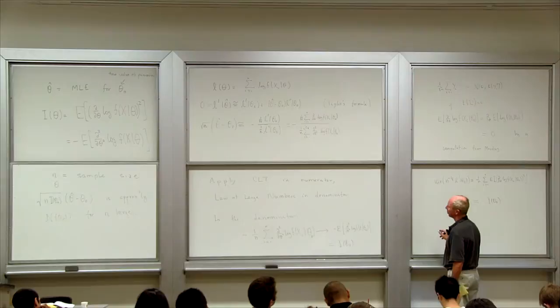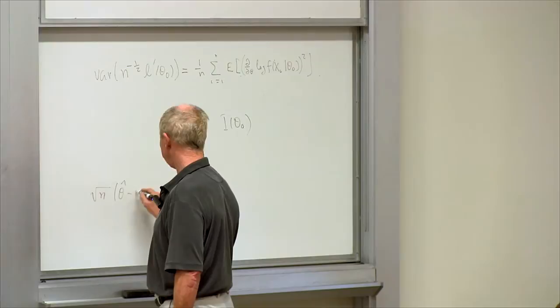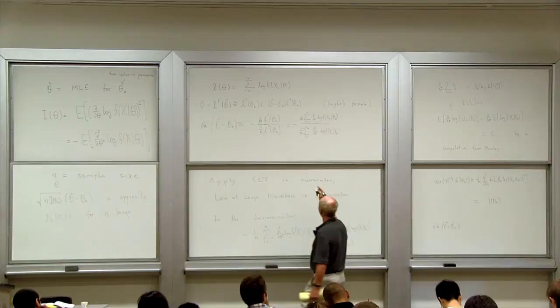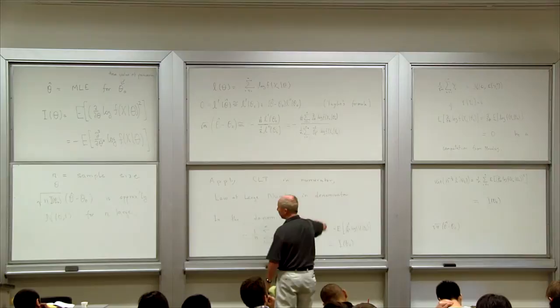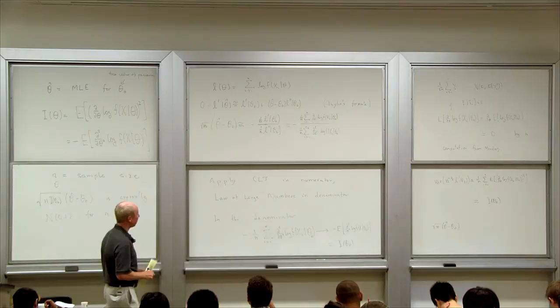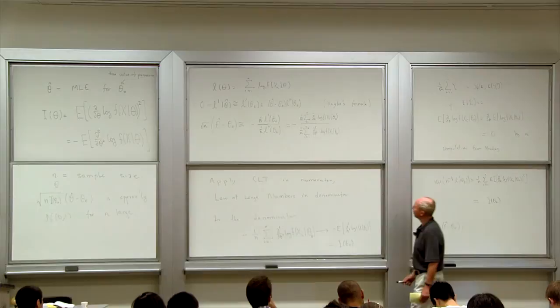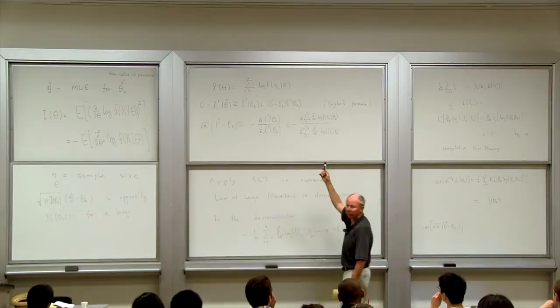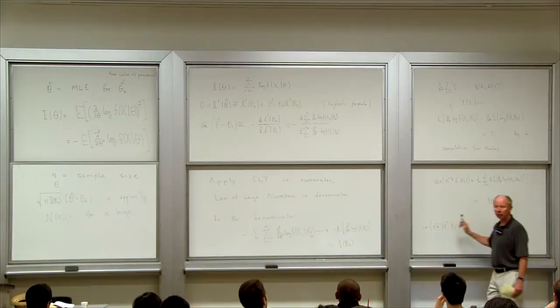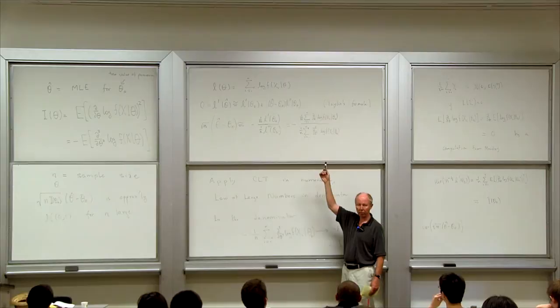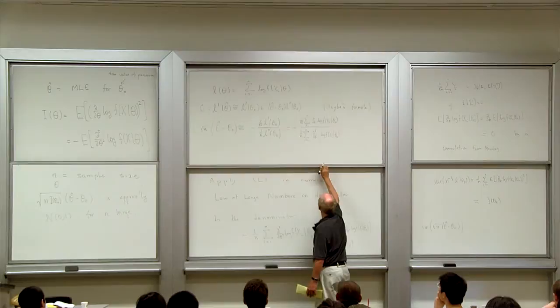So what about root n times theta hat minus theta naught then? We know that the bottom is going to a constant and the numerator is approximately normal, and it has mean 0. So all I do is identify the variance of this thing, and then we'll know the limiting variance. What's the variance of the numerator? I of theta 0. What's the denominator converging to? I of theta naught.